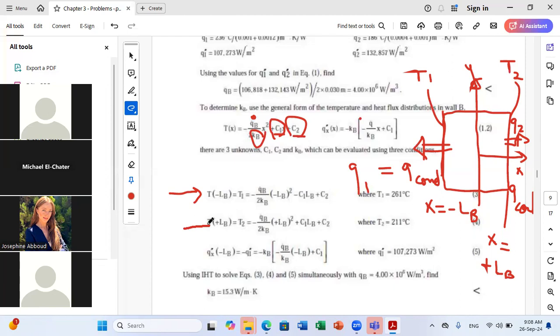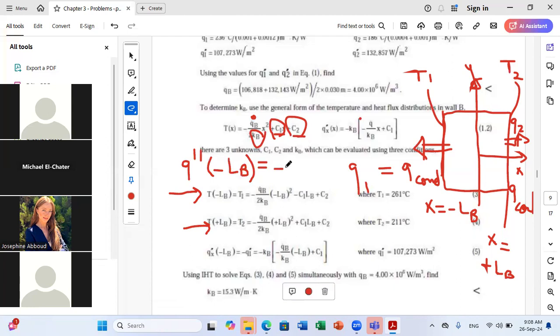The second equation is T at plus LB is T2. So I have 2 equations. And since I can add 2 other equations, which is the conduction flux, if I want Q second at minus LB, I just have to apply the formula. What is Q second at minus LB?